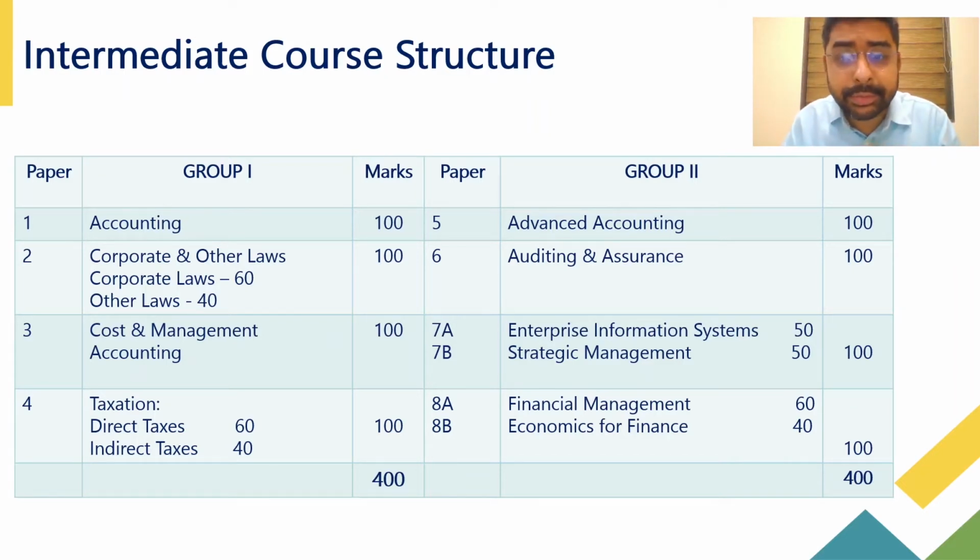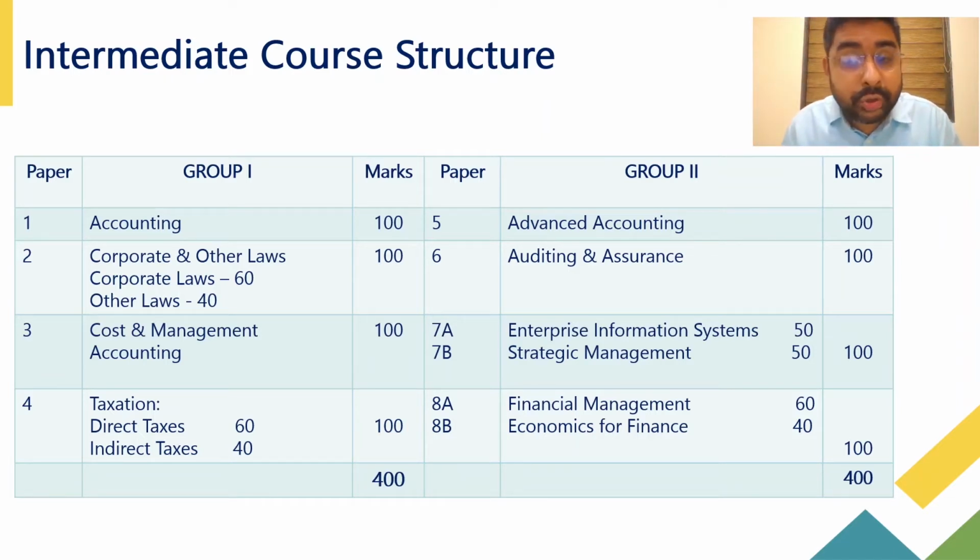Moving on to the second group. The second group has one more paper in accounting, paper 5, which is called advanced accounting. So there are two accounting papers in CA Inter versus one paper in CA Foundation. Then there's paper 6, which is auditing and assurance, 100 marks. Once again, a completely new paper. You don't have any base from CA Foundation.